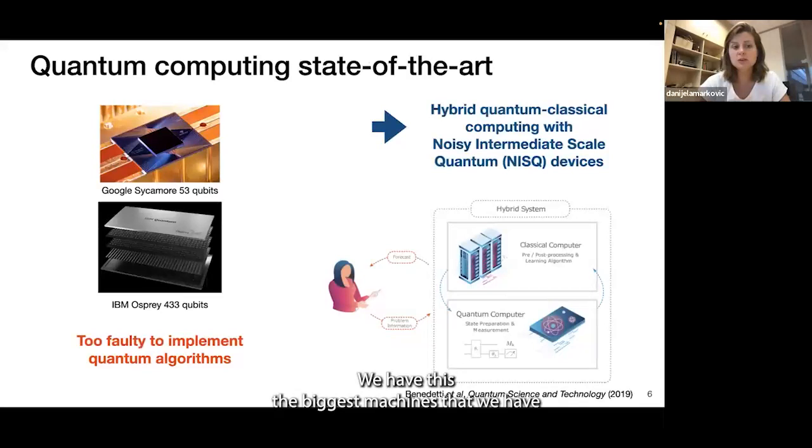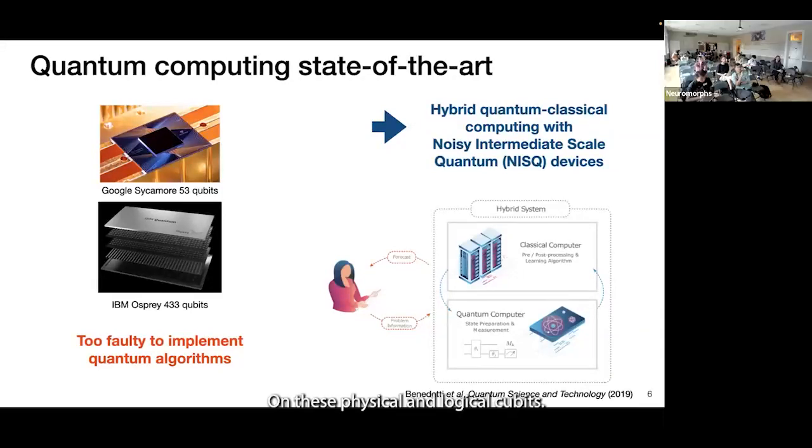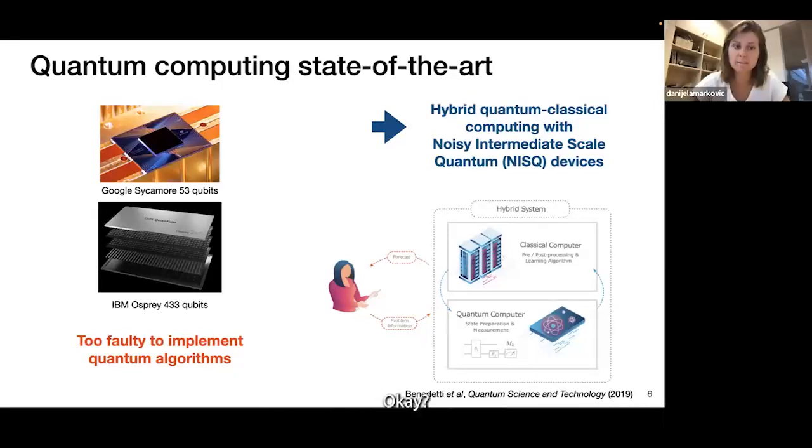The biggest machines that we have as humankind, not we in the lab, are the machine made by Google called Sycamore, which has 53 qubits, and the machine IBM released last year, which has 433 qubits. So it's been increasing. So Danijela, are these physical or logical qubits? These are physical qubits.